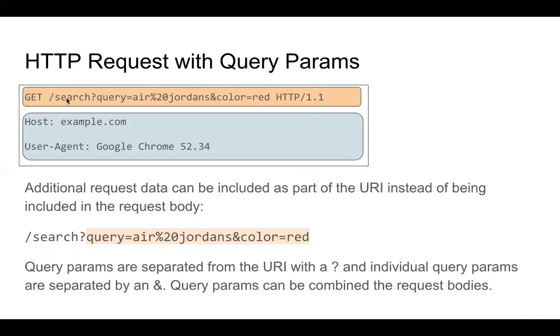An example here would be /search, and then a question mark. The question mark is telling the request that, hey, we're looking for a specific thing. Query equals Air Jordans and color equals red. Individual query params are always separated with the ampersand. So we're going to a URI that ends with /search, and then we're also sending up these query params. That's just another way of adding stuff to a request if you don't want to use the body.